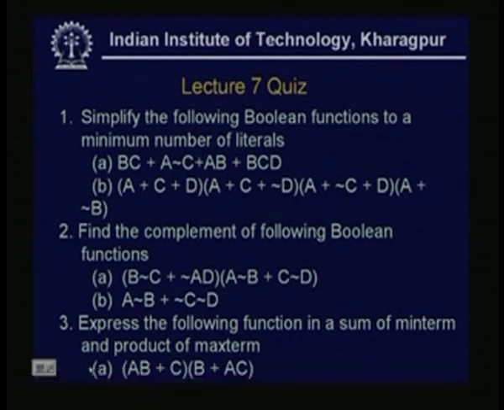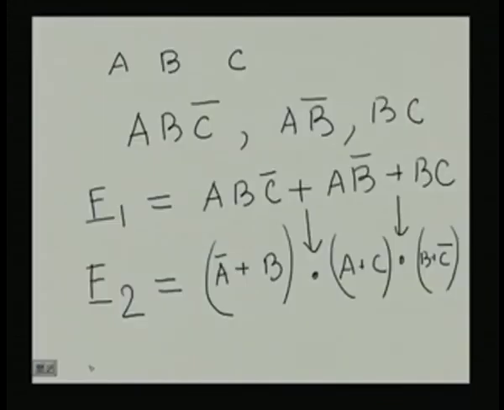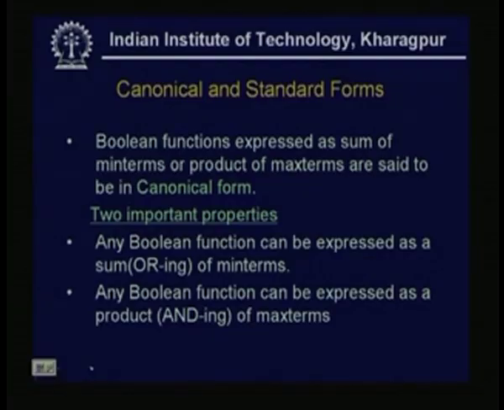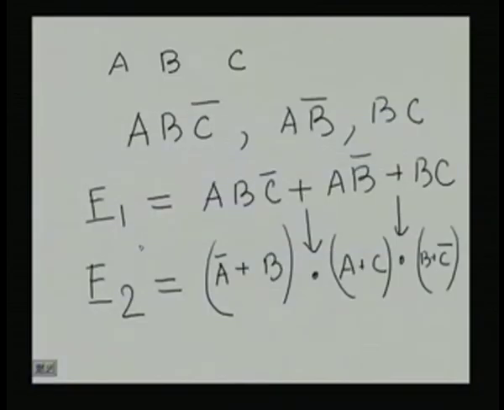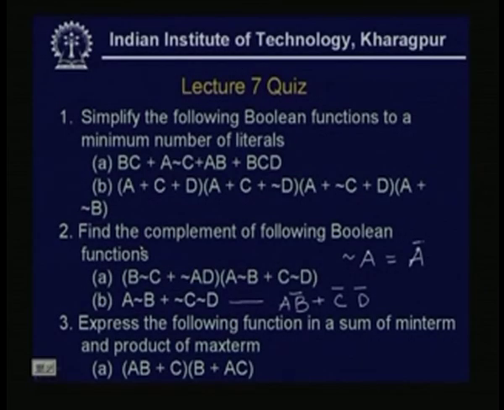The third one is to express the following function as a sum of min terms and product of max terms. As I just mentioned, the two important properties are that any Boolean function can be expressed as a sum of min terms or product of max terms, always it is true. So, based on these two properties I have given this question, to express the following function as a sum of min terms, because this is given as a product of max terms.